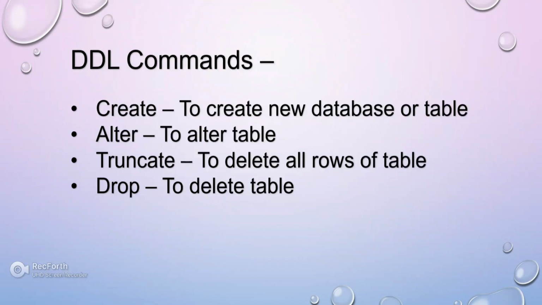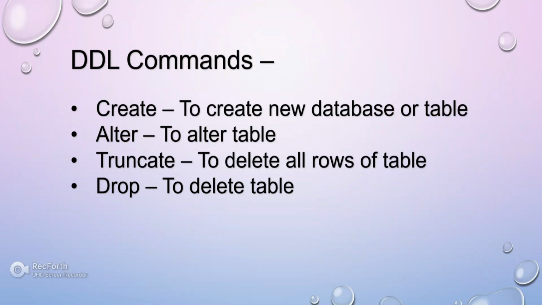We first see DDL commands. Here are the DDL commands. There are total 4 DDL commands: create, alter, truncate and drop. Create command is used to create new database or table in database, or we create a new database on a server. Then alter. Alter command is used to alter table. That means if we want to add a new column to an existing table, then we use alter. Or if we want to drop some column from a table, then also we use alter command.